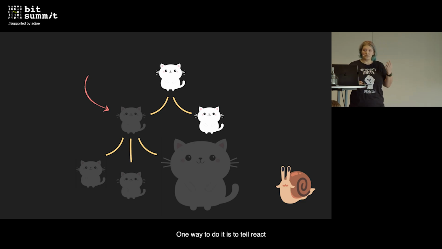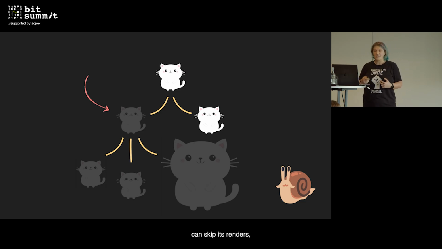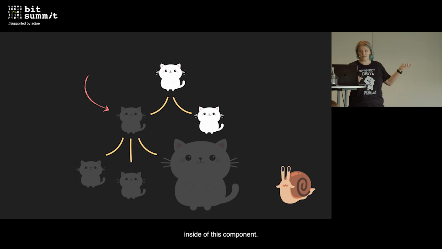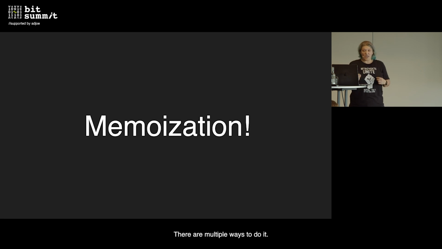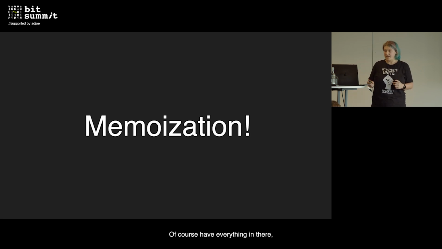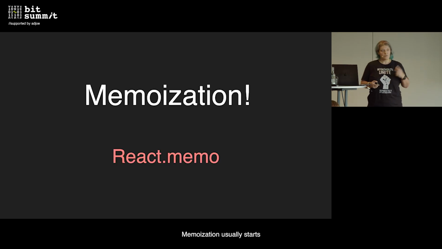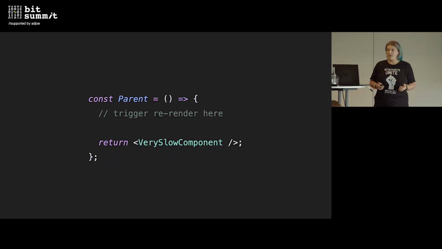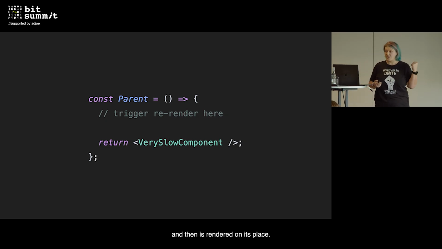One way to do it is to tell React that this particular component doesn't change, and React can skip its re-renders and every component that is rendered inside of this component. There are multiple ways to do it, of course, as everything in React, but memoization is one of them. Memoization usually starts with React.memo, which is a higher-order component given to us by React itself. It wraps our original component like this, and then is rendered in its place.